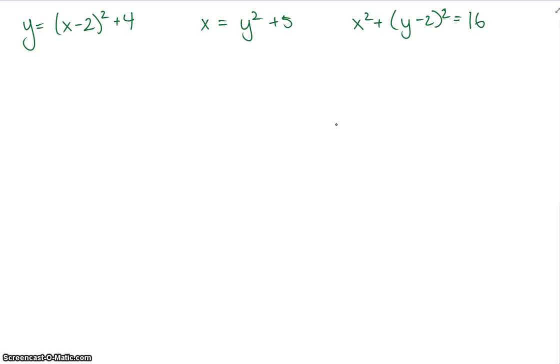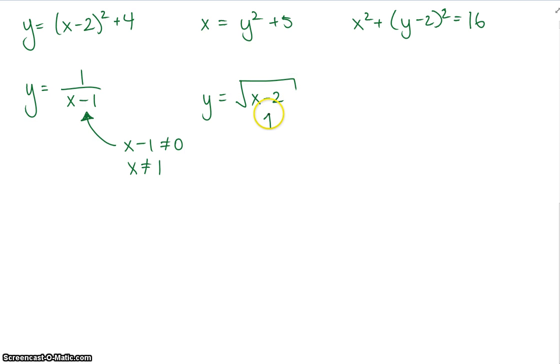Some of these that we may see may have some restrictions on them. For instance, in this case here, we can't have a denominator equal to 0, because then we're dividing by 0. Since our denominator, or x minus 1, can't equal 0, as a result, x can't equal 1. So some of these things are going to have restrictions on them that we have to consider. Just like when we were looking at the square root function, what's inside of a square root can't be negative. So as a result, x has to be greater than or equal to 2. So there are some things to consider.